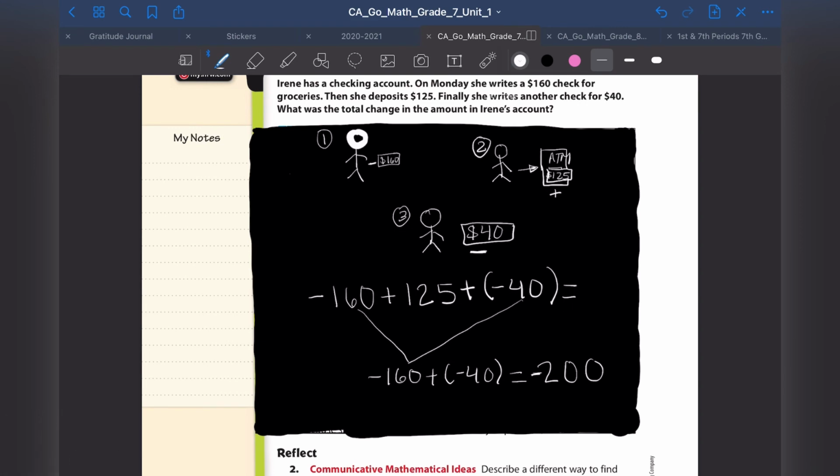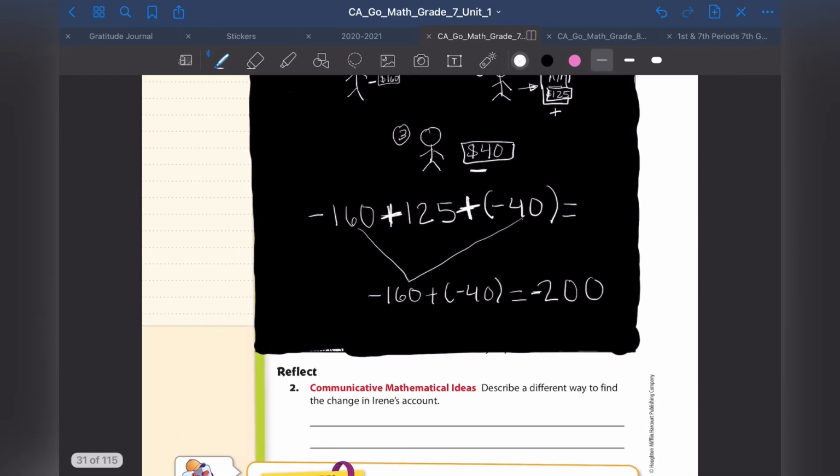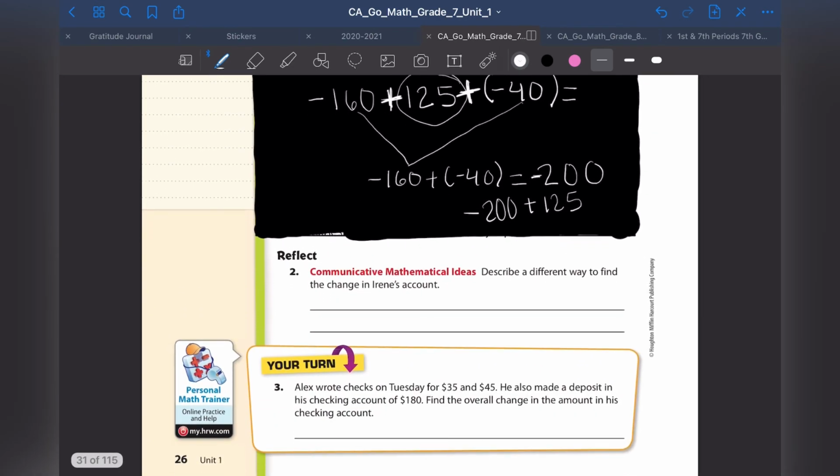Again, when we're adding, you can group the numbers that you are adding, but when there's subtraction, then you can apply this. We are able to do this because again, we are adding. So now that we have 200, we have to add that. So we have negative 200 plus 125.